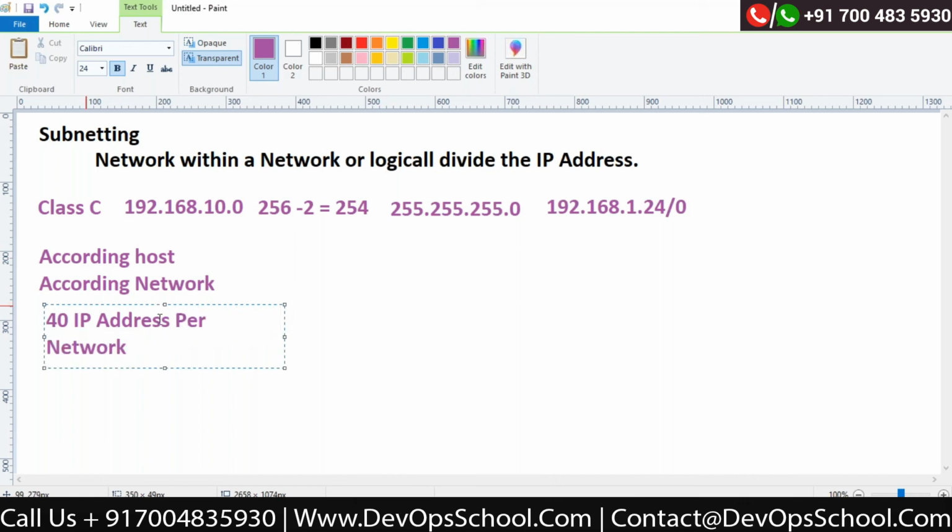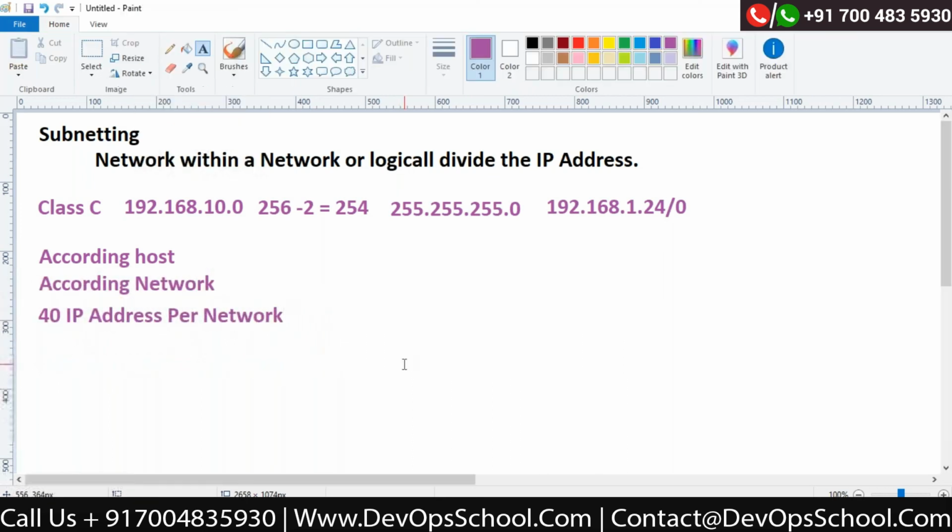I said okay, you require 40 IP addresses per network. That means I need to divide this class C in such a way that I should get 40 IP addresses. Now this is the required host which we require. Correct? This is my problem statement. My manager said, look, this is the IP address scheme which we have and 40 IP addresses per network which we require. So we are working according to host. Host means how many IP addresses you require. I said, okay, no problem.